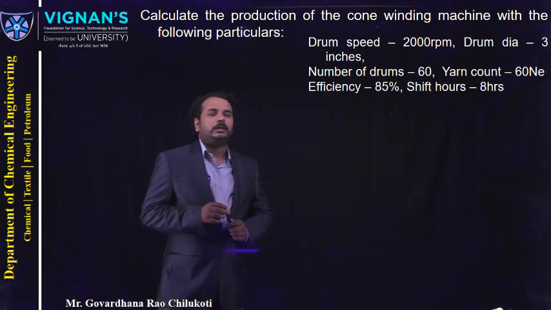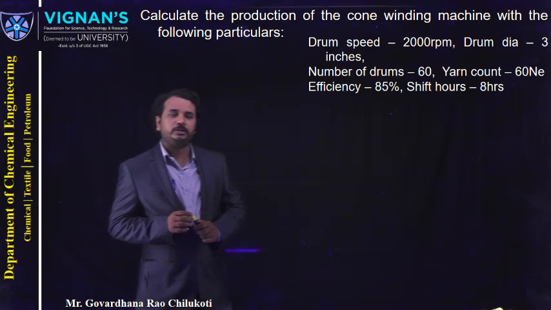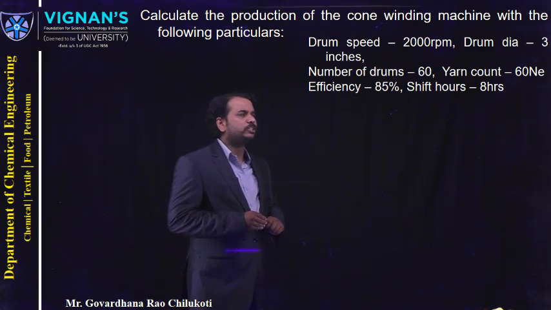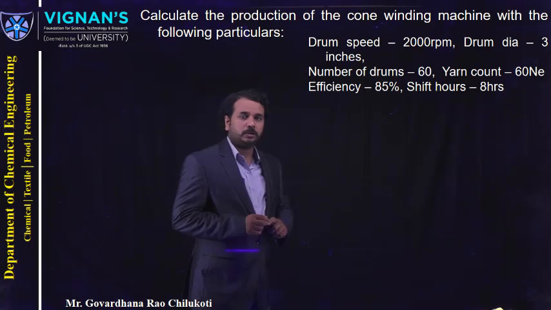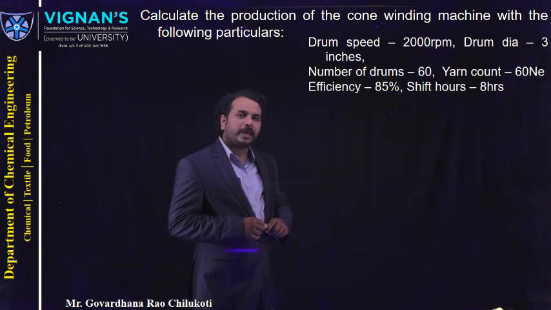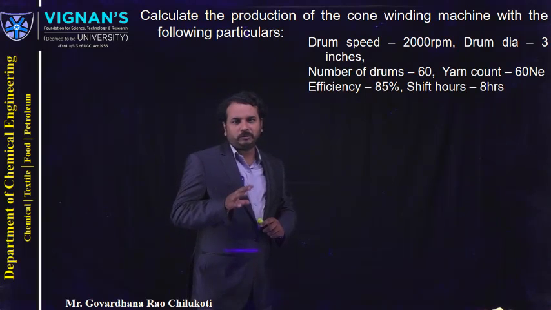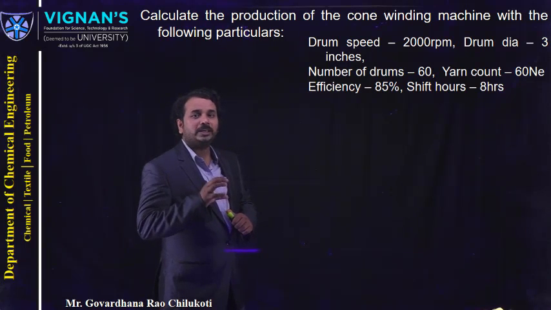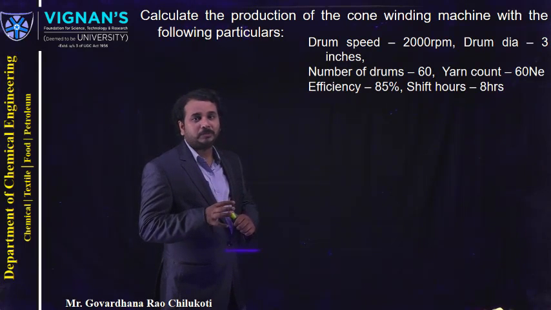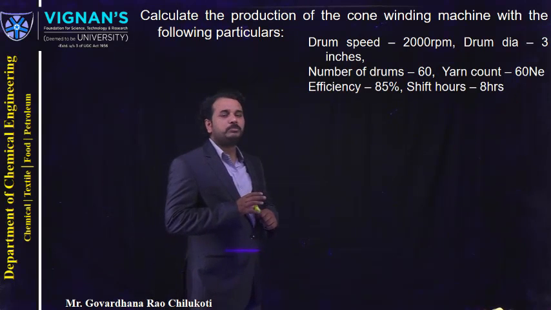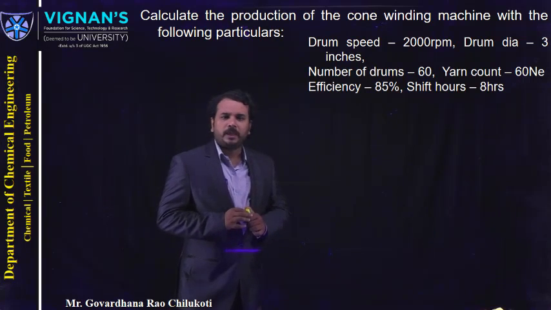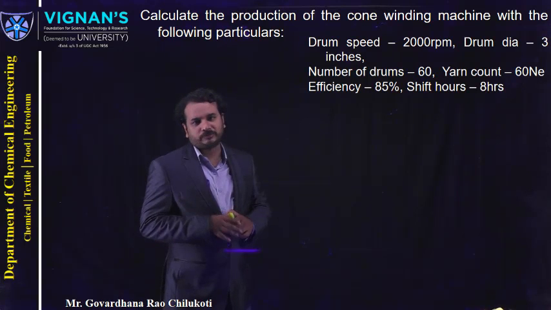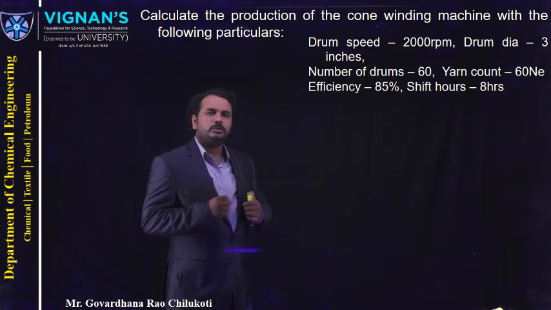You can see that we need to calculate the production of a cone winding machine with the following parameters. The given parameters are: the drum speed, which is 2000 revolutions per minute, and the drum diameter. We are calculating particularly for the drum winding machine. The drum diameter is 3 inches, the number of drums in the machine is 60, and the running yarn count is 60 Ne, and the efficiency of the machine.